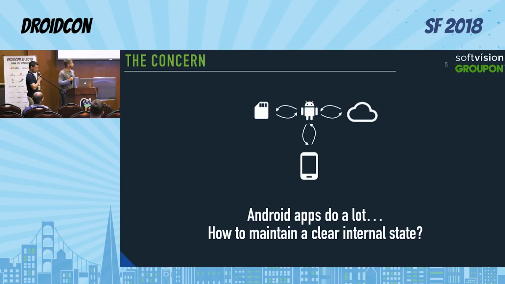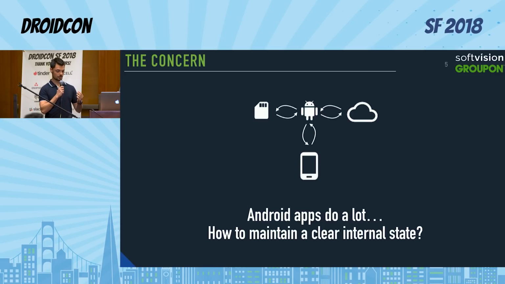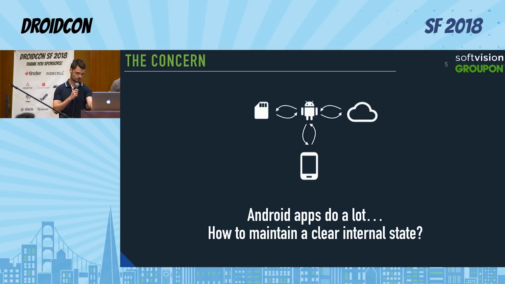Yeah, so a problem for a lot of us is that our apps grow and grow and grow. As they grow, the logic becomes more entangled, with different components talking to each other on different threads. We now have a database, multiple network calls, user interactions. I think the main issue that most of us have is how to maintain a clear internal state.